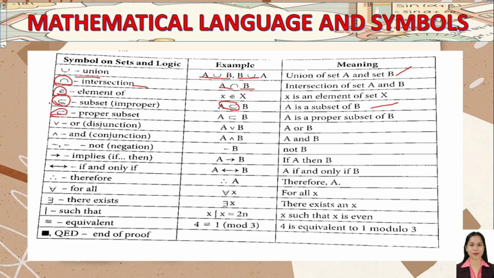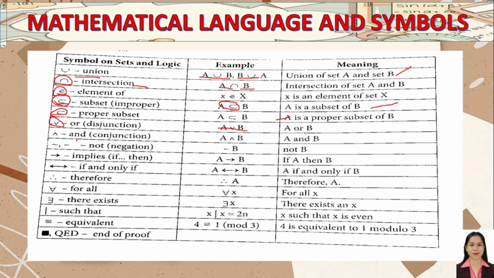Sa subset, yung symbol niya is meron siyang line dito after itong U na pa left, pa right. And then the proper subset is wala po siyang line sa baba. So A is a proper subset of B, set B. Then this one, it pertains to the word or. So this conjunction, ibig sabihin A or B.